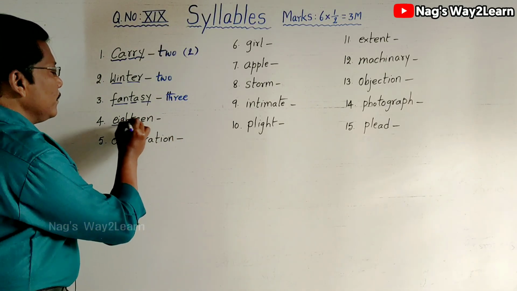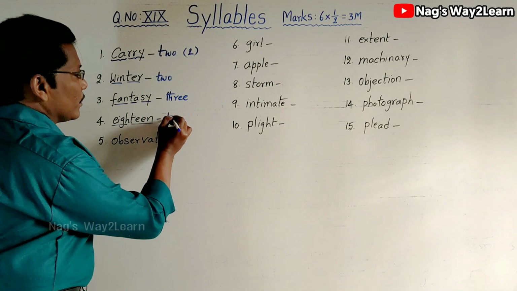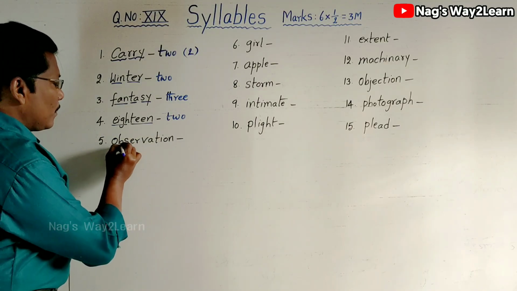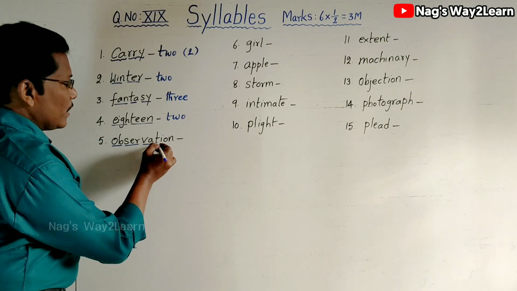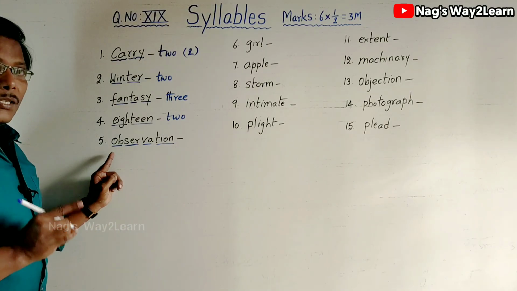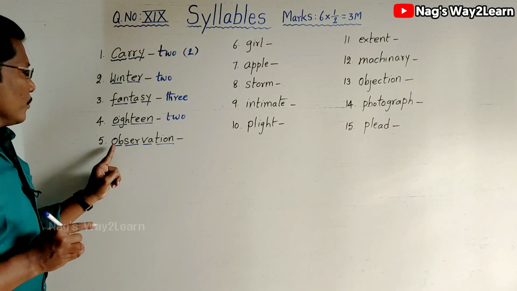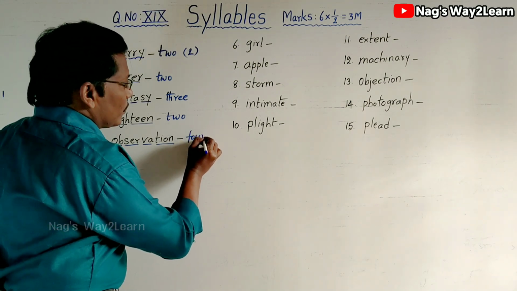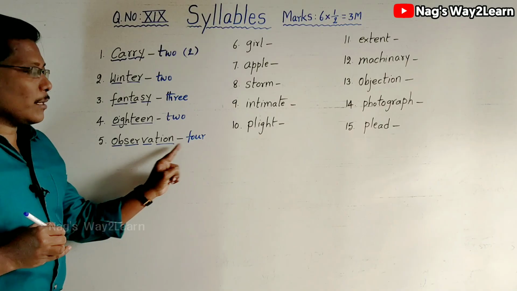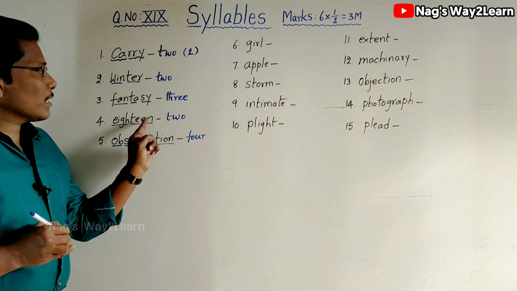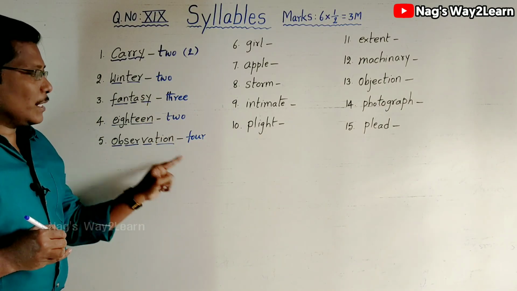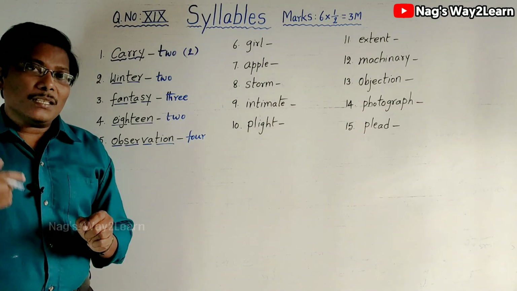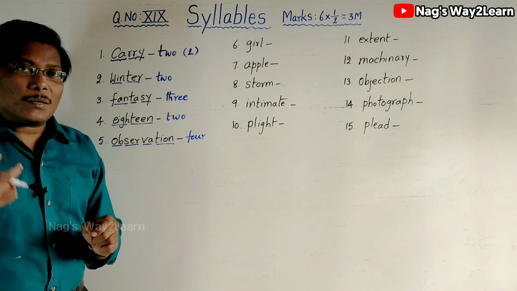Two syllables. Okay, observation, 1, 2, 3, 4. So there are four syllables. So that means this is a polysyllabic word. Okay, this is a disyllabic word, this is a trisyllabic word, this is a polysyllabic word, because I have already told you, if a word has more than 3 syllables we can call it a polysyllabic word.